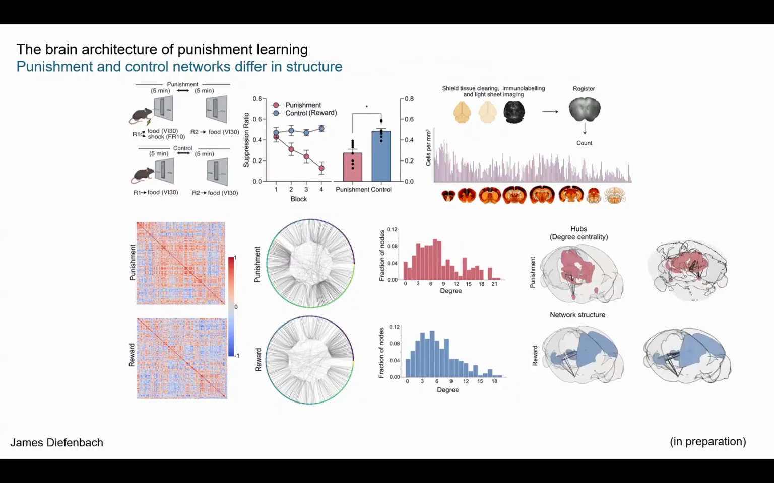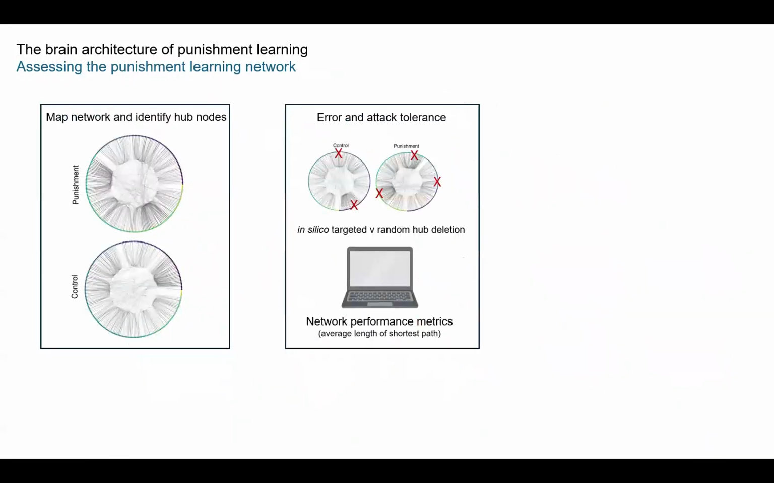But the components of those networks are quite different. So the regions that have the highest functional connectivity with other regions are shown in red for the punishment network, and for the control network is shown in blue. And you don't need to understand mouse neuroanatomy or neuroanatomy at all to be able to recognize that those two maps of whole brain activity are quite different. What do you do with that, right?